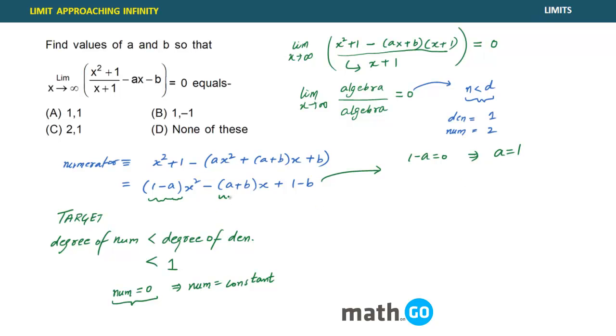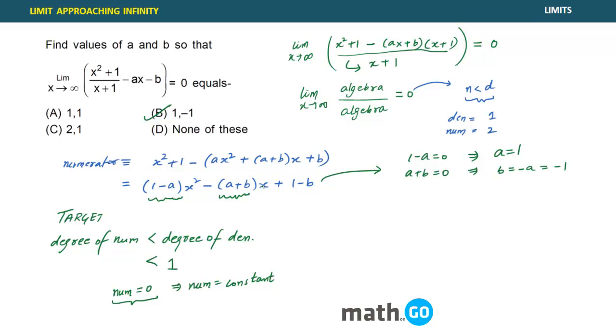You also want a plus b to be 0 because you do not want the terms of x. So that becomes b is equal to minus a. That implies b is nothing but minus 1. And you get your answer. So the answer for a and b is nothing but 1 comma minus 1. Answer is b. I hope the question is clear.